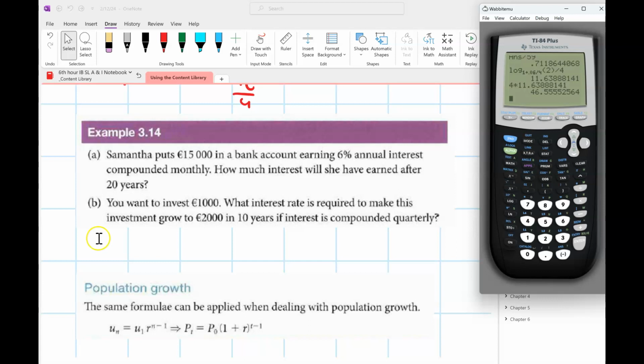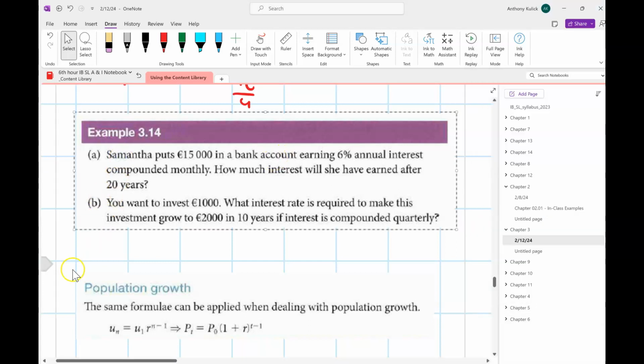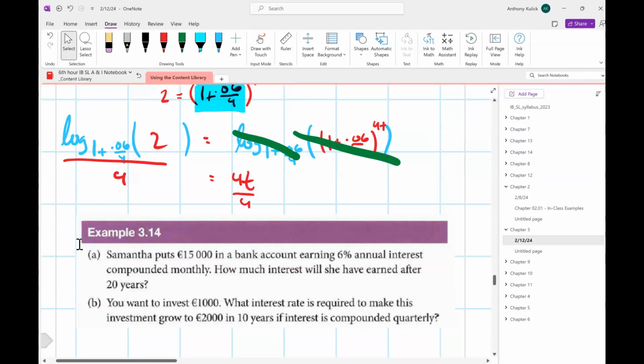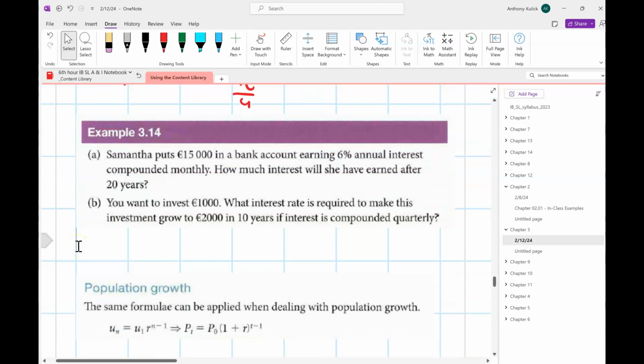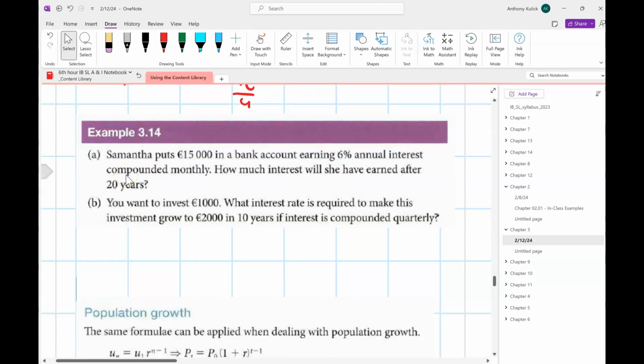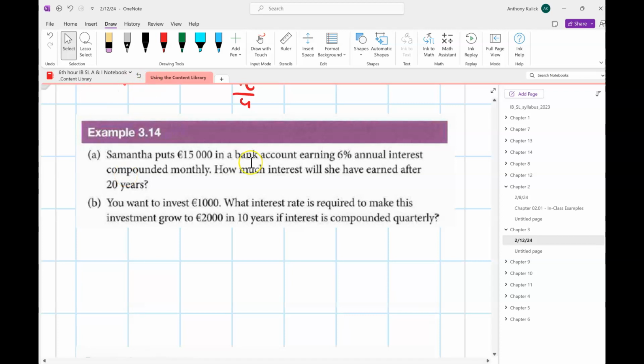All right, just a couple more examples than I thought. Samantha put $15K into the bank, earning 6% annual interest compounded monthly. How much interest will she have earned after 20 years?